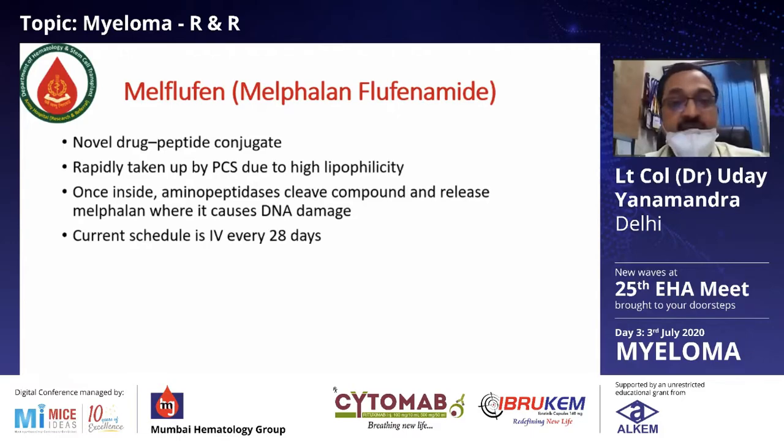So rather than having an across-the-board effect of melphalan, particularly as seen in transplantation, wherein by giving melphalan we will lead to mucositis and various other complications, the renal complications and the cardiac complications, here we are trying to target specifically and allow the drug to specifically go to the plasma cells, so the side effects, the collateral damage, would be very less, and the schedule is IV once every 28 days.